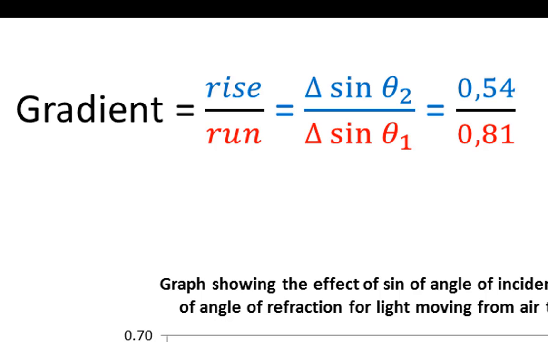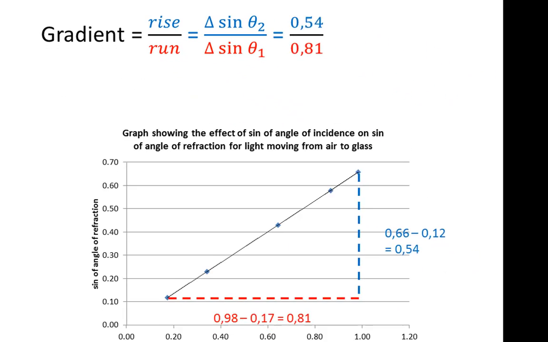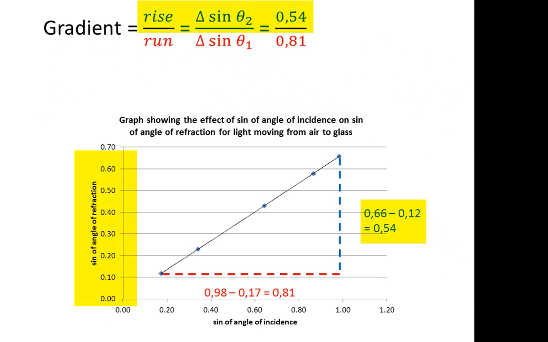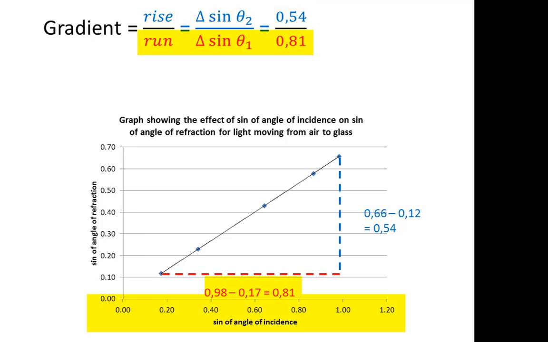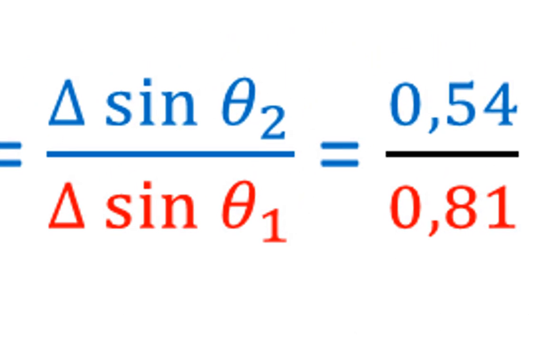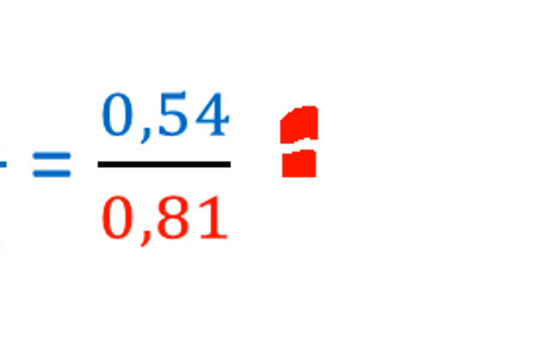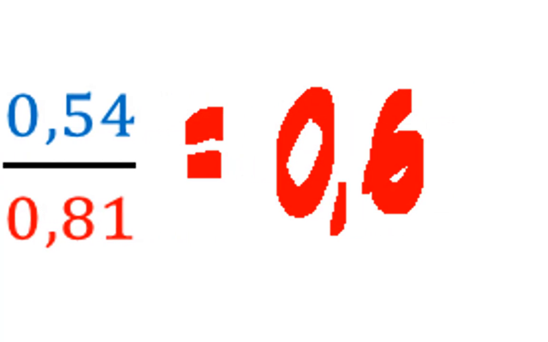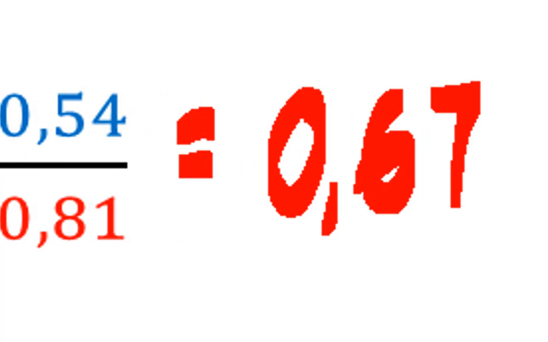And what is the meaning of the gradient? The rise is the change in the y-axis for our minimum to maximum reading, and the meaning of the y-axis is sine theta 2, and the run is the change in the x-axis's readings, sine theta 1. So change in sine theta 2 over change in sine theta 1 equals 0,54 divided by 0,81, which equals 0,66 recurring. Let's write it as 0,67.